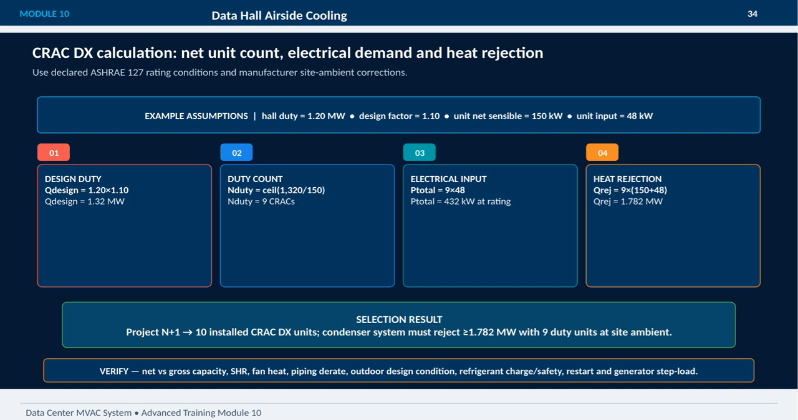Finally, it's critical to verify factors such as net versus gross capacity, sensible heat ratio, fan heat, piping derates, outdoor design conditions, refrigerant charge safety, and restart and generator step load capabilities. This thorough approach ensures a reliable and efficient cooling system design.